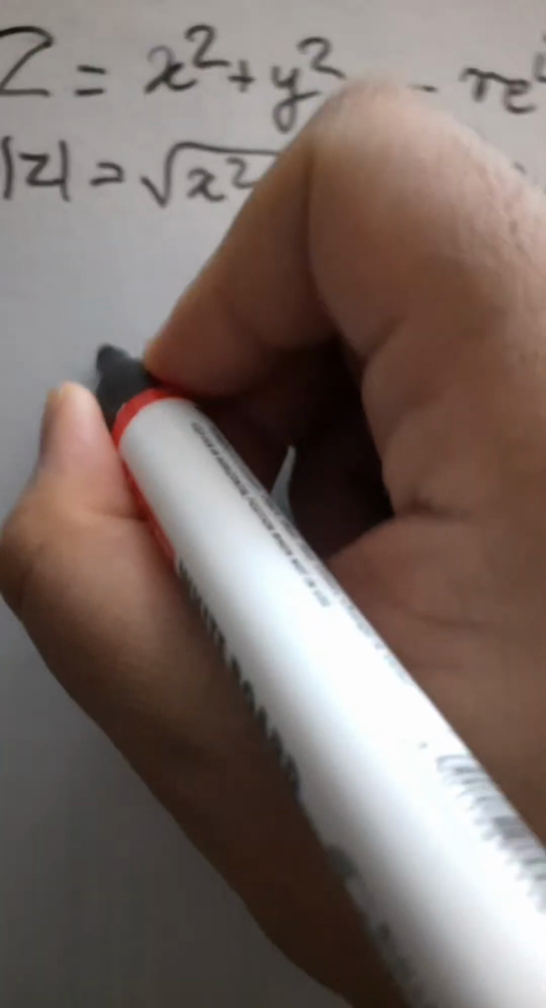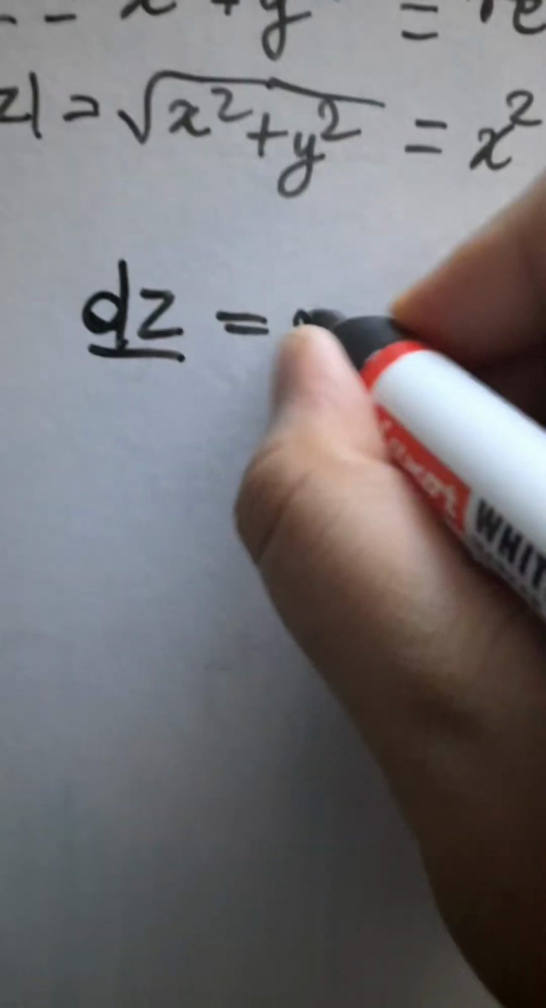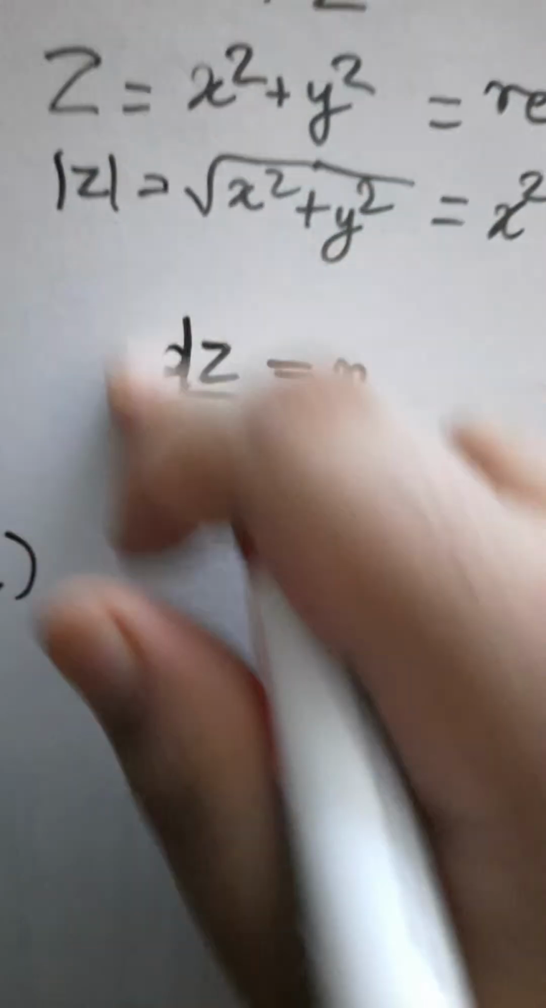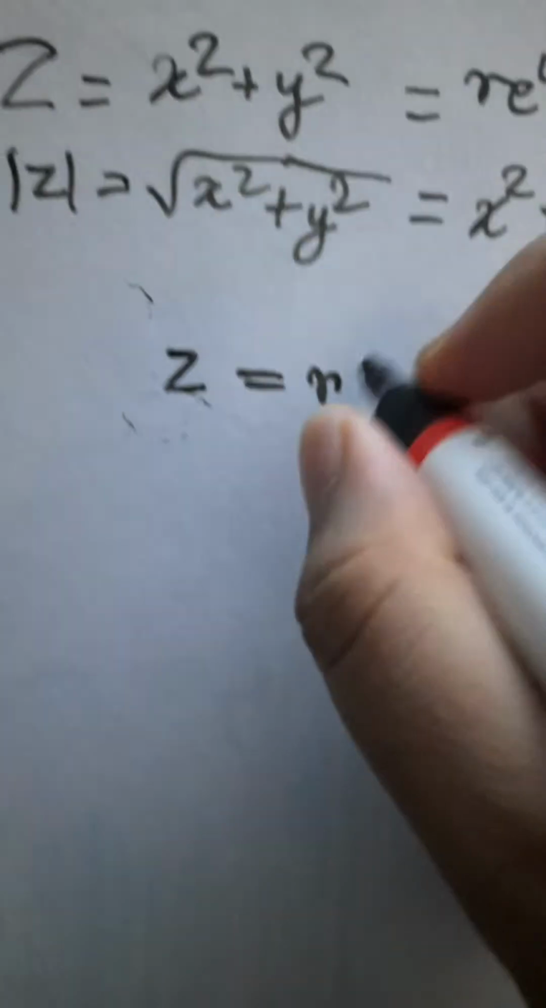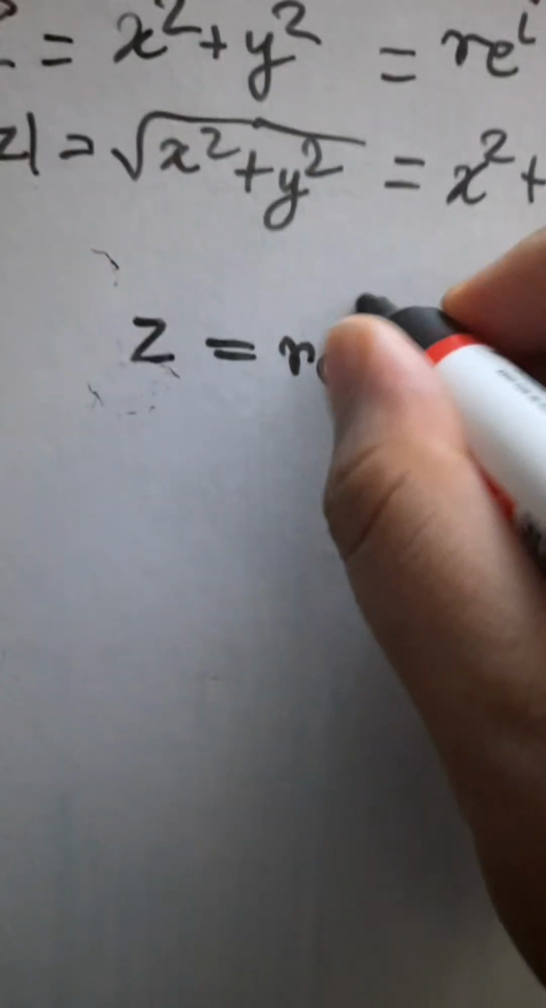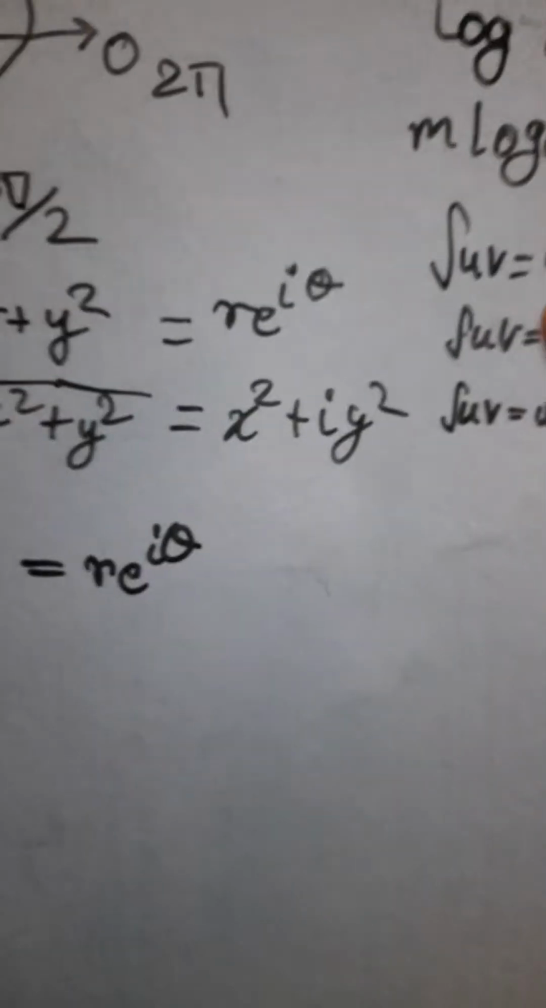Now we have to find dz. First, on both the RHS and LHS we have to take the derivative with respect to theta, because we are finding it with respect to d theta. Okay, z equal to r e raised to i theta. That is the polar equation.